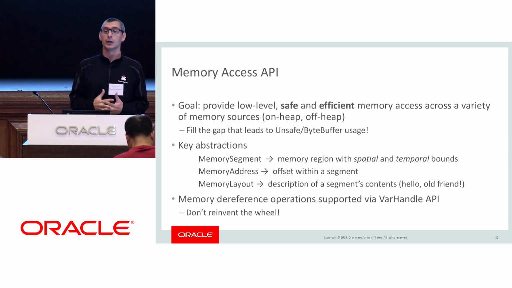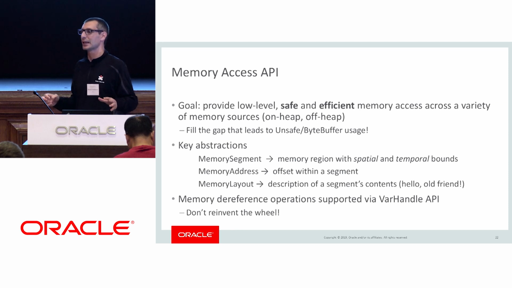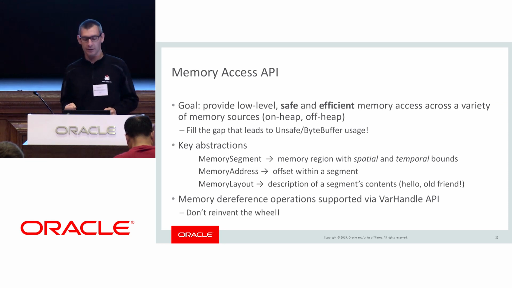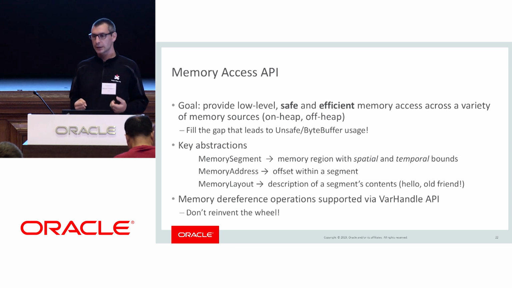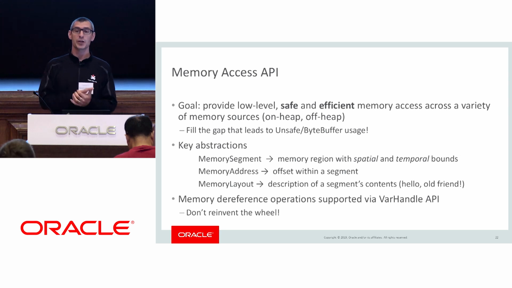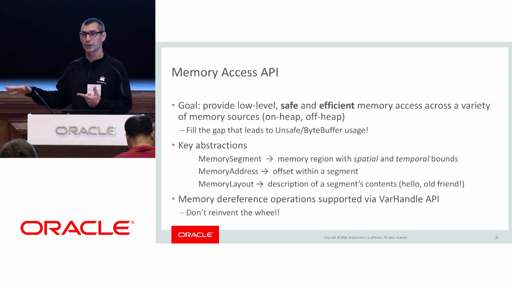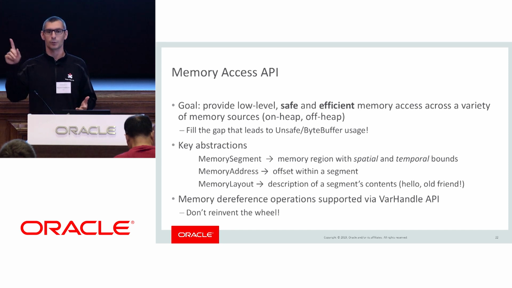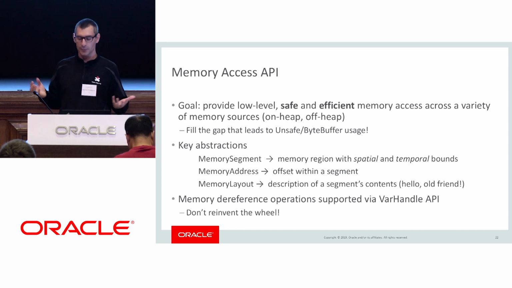The goal eventually is to replace all the usage out there of ByteBuffer and Unsafe that are trying to use those APIs, or distort those APIs, in order to do off-heap access, and to provide a proper API replacement for that. There are three key abstractions in this API. One is memory segment. It's a contiguous region of memory that has spatial and temporal bounds, and we shall see later what that means. Then we have memory addresses, which are simply offsets into a segment. So not much about that.